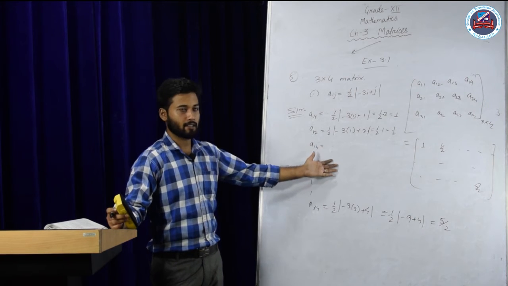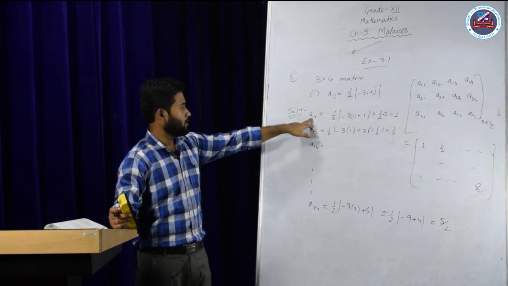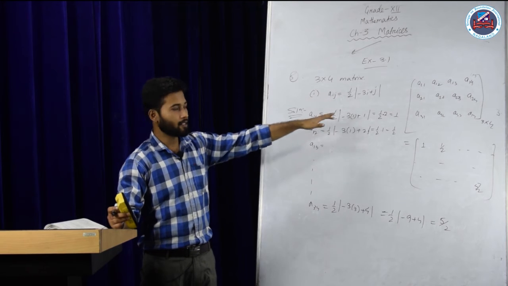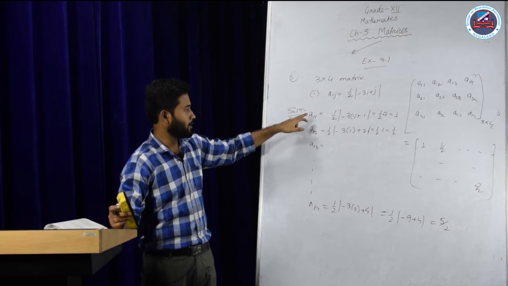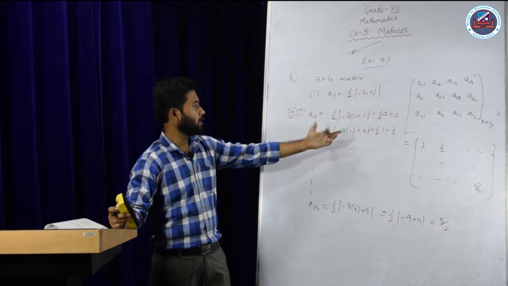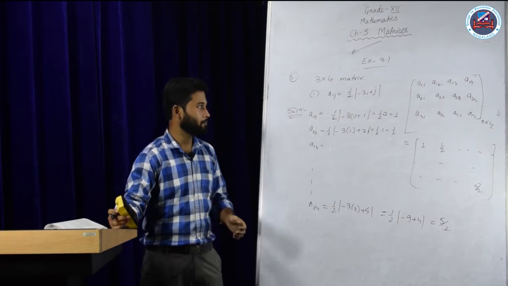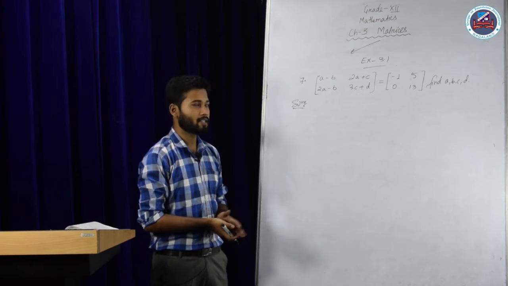The process is like this: if you want to find a matrix, you need to first see the number of rows and the number of columns, and then find the corresponding elements using the given rule. That's it. So next we shall solve question number 7.